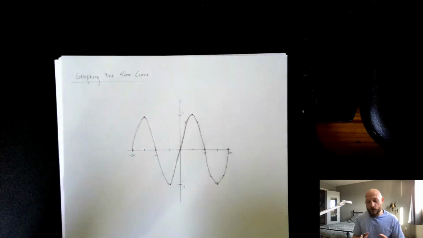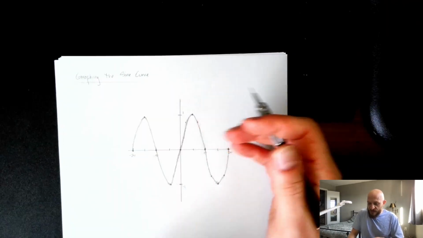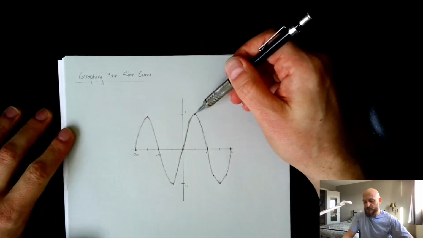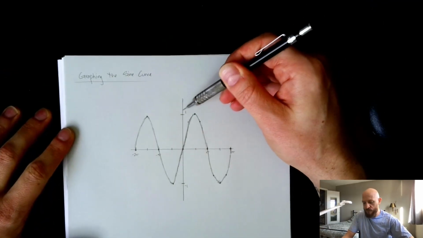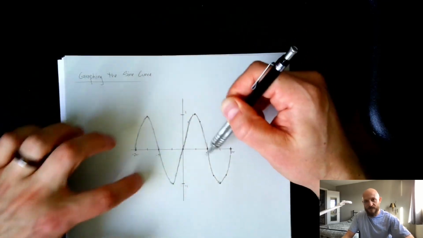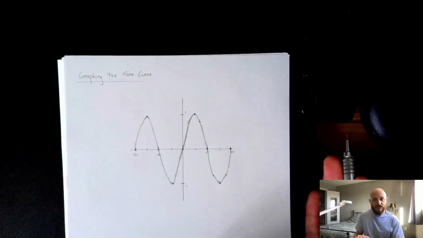This is distinct from the cosine, which is actually just a phase shift. If I was to take this whole thing and just move it pi over 2 to the left, so that this peak was right here on the y-axis at 1, that's the cosine function. It just comes down, it does the same wave. So they're just phase shifts of each other.